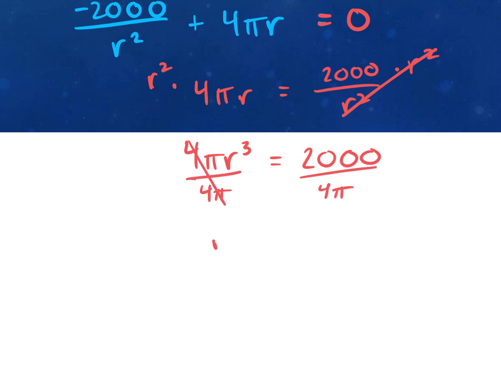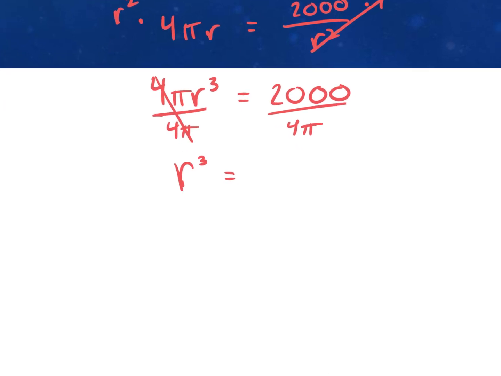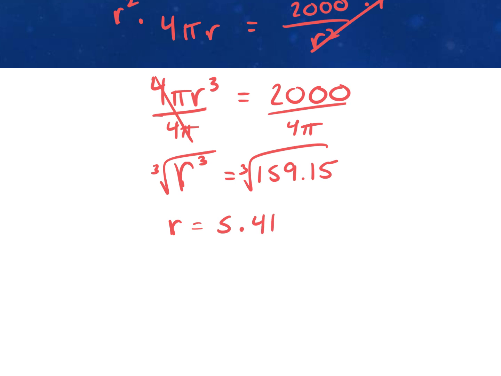This one, since we have a pi in here, we need our calculator. I think I wrote it down. 2,000 divided by 4 pi would be 159.15. It keeps going, but just leave it in your calculator. What would be the last step that we have to do? Cube root both sides. Get rid of that third power by cube rooting both sides. So r is equal to the cubed root of 159.15, which should give us 5.419.